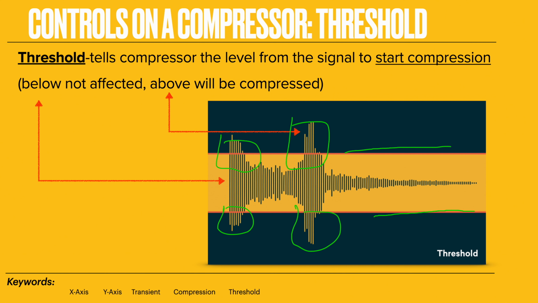So when this sound wave comes in and it goes above that threshold, basically what the threshold is going to do is it's going to reduce those transients, again, to make the peaks with these transients more in line with the quieter parts.